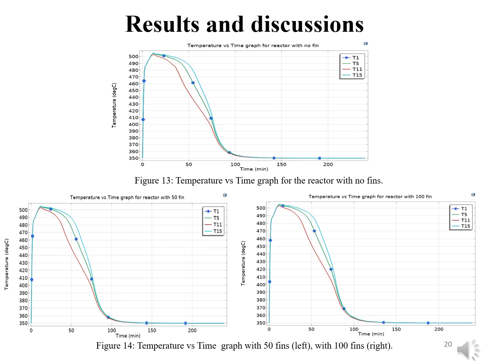The temperature then reaches its peak of 500 degrees Celsius in all three reactors at nearly 12 minutes. The reaction bed temperature then decreases and returns to its initial temperature of 350 degrees Celsius after 205 minutes in all three reactors.